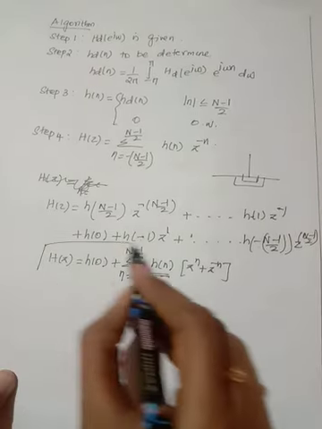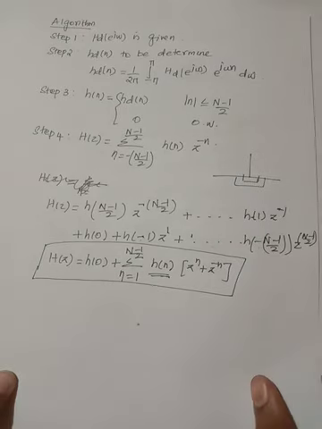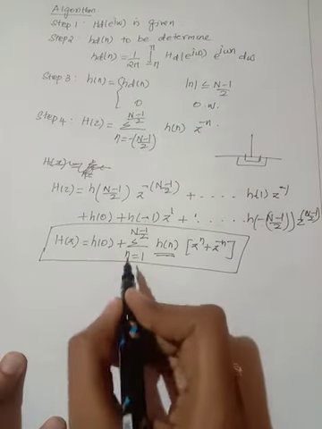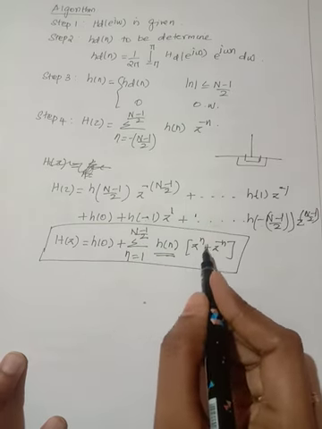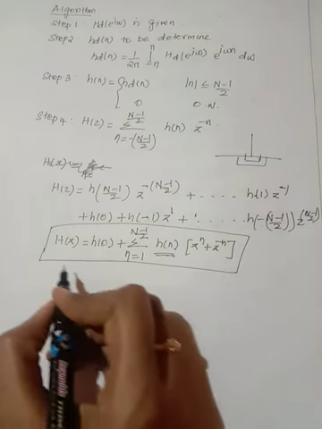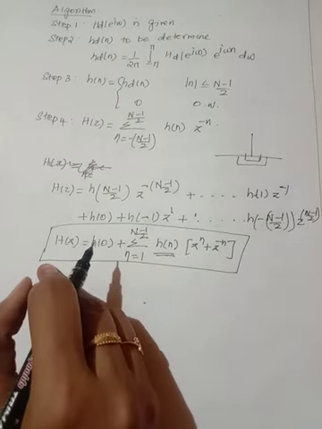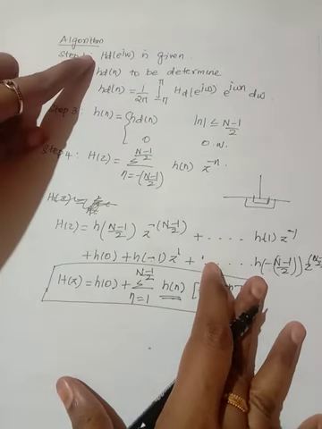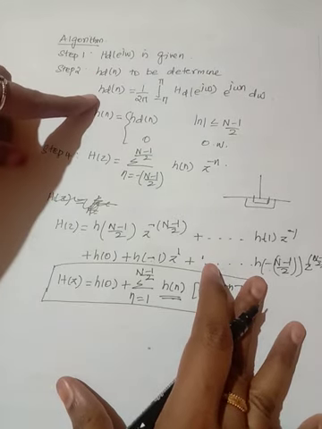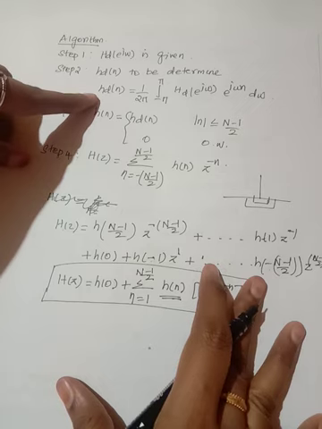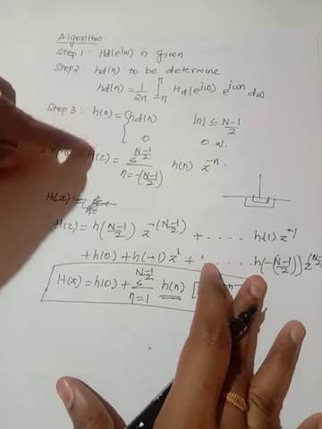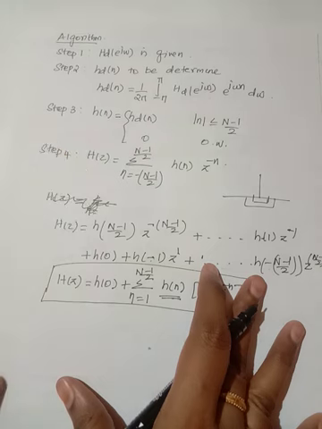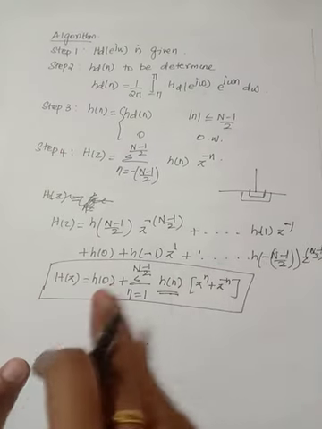So applying this condition, I get H of z equal to h of 0 plus the summation from n equal to 1 to (n minus 1) by 2 of h of n times (z power n plus z power minus n). So this is the transfer function. So what is the first step? They will give Hd of e power j omega. From Hd of e power j omega, you need to obtain hd of n. This hd of n is an infinite sequence, so I need to truncate it to make it a finite sequence. Then from this h of n, I am going to obtain the transfer function. This transfer function I have rewritten like this.